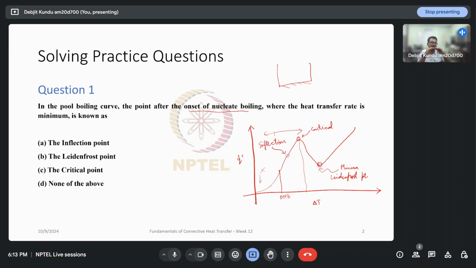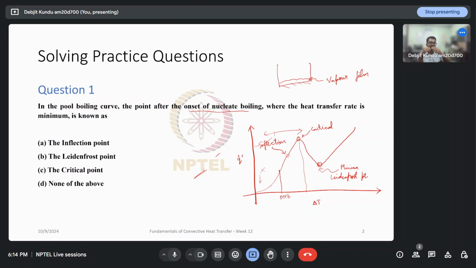They will become blankets and start covering the region of contact between the solid where it's being heated and the liquid. And what happens at the Leidenfrost point is that the entire surface gets covered by a vapor film. That prevents heat transfer, which is why the rate of heat transfer is minimized at this point.